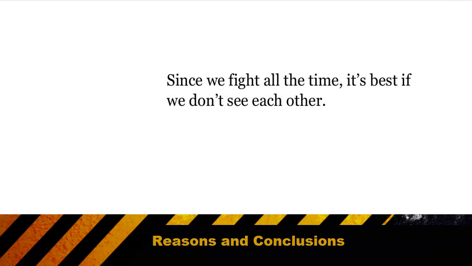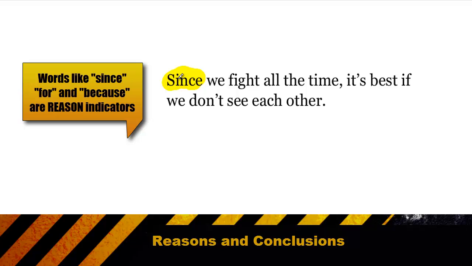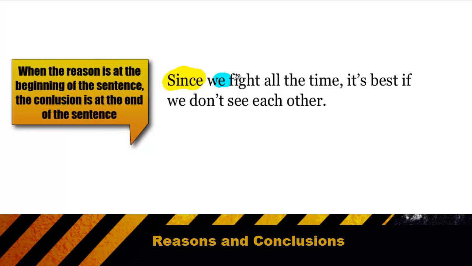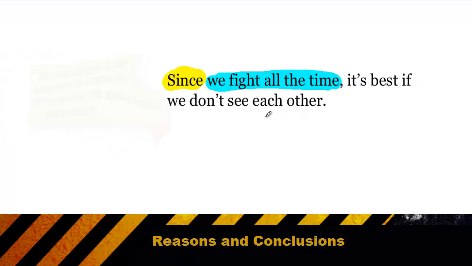If you just finished watching the video on the premise in an argument, you'll recall that the reason indicator words like since or for or because can help us identify the reason of the argument, but they also help us find the conclusion. So in this case, we have since, we fight all the time. The blue part, that's going to be a premise or something we assume to be true for the argument. And then what comes after the premise, that's the conclusion. It's best if we don't see each other.